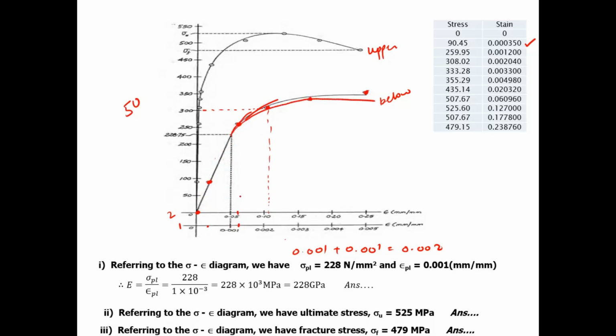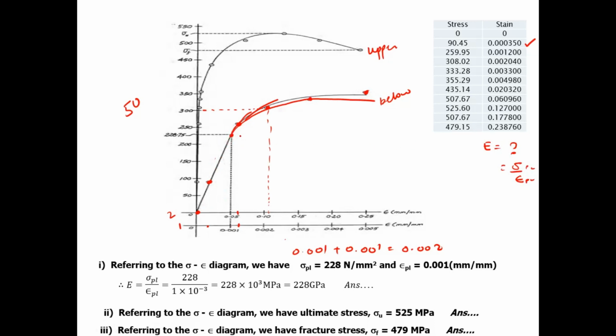Once you get the graph, what is our first target? Our first target is to determine E. So what is E? E is stress over strain within the proportional limit. So here you can check that the proportional limit is up to that point. Then it starts curving. So we say that this is the point where we have the proportional limit.